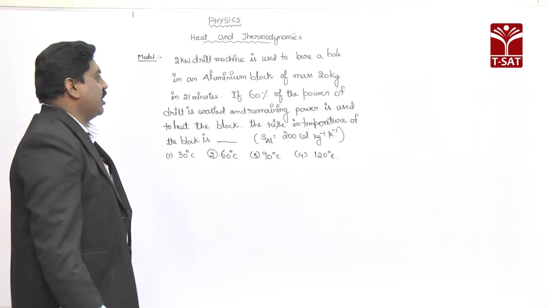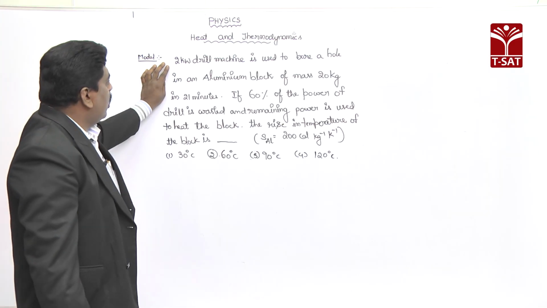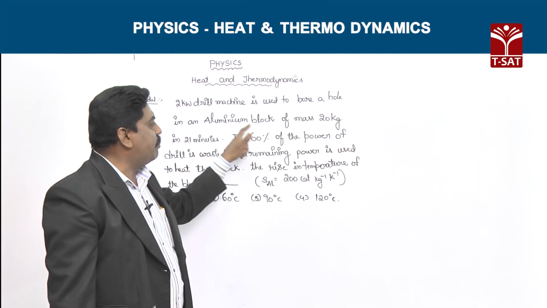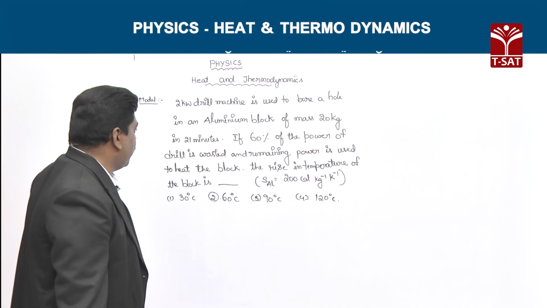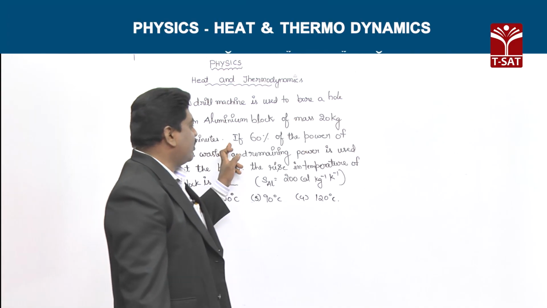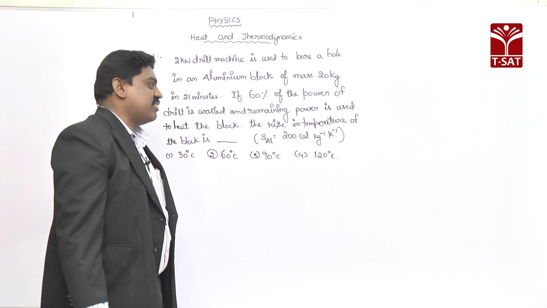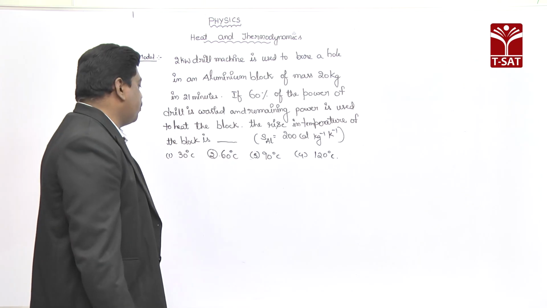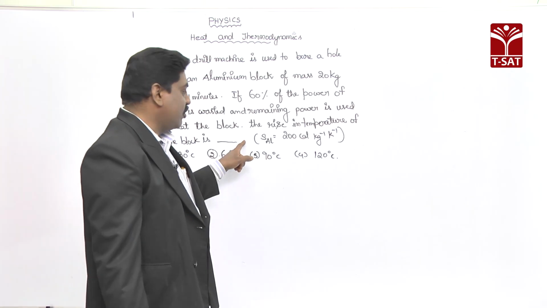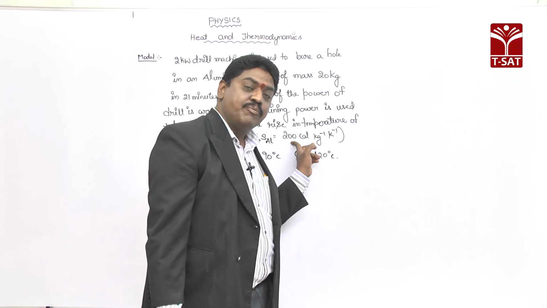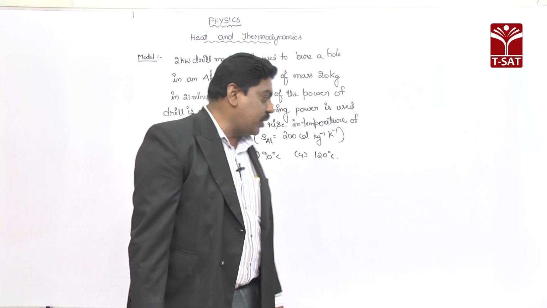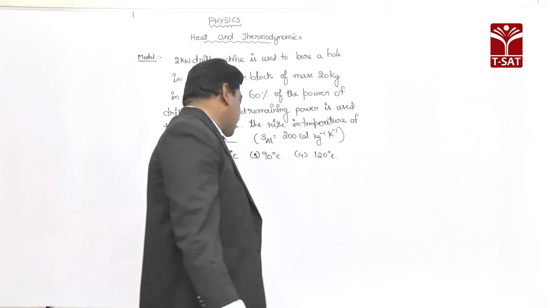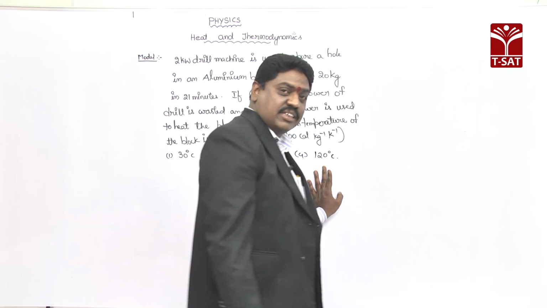Now let us see another model here. A 2 kilowatt drill machine is used to bore a hole in an aluminum block of mass 20 kg in 21 minutes. If 60% of the power of the drill is wasted and the remaining power is used to heat the block, the rise in temperature of the block is, we are given specific heat of aluminum as 200 calorie per kg per Kelvin. And the options given are 30 degrees Celsius, 60 degrees Celsius, 90 degrees Celsius and 120 degrees Celsius.